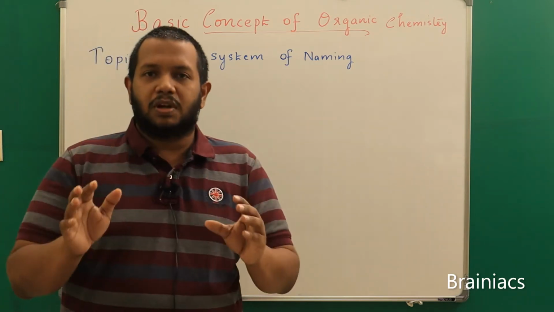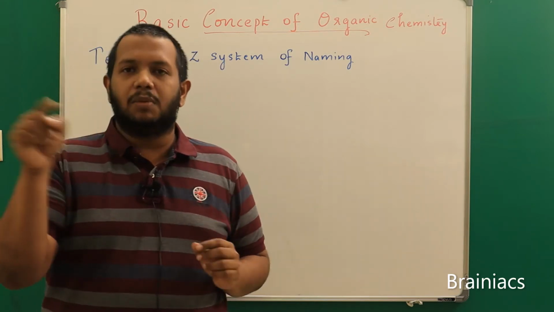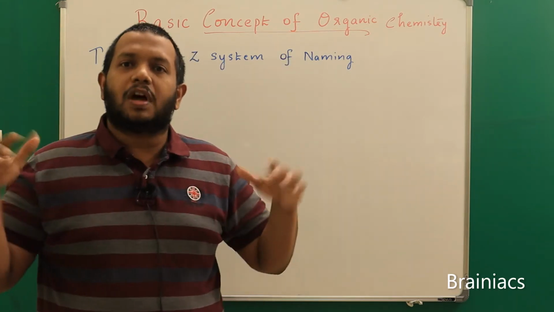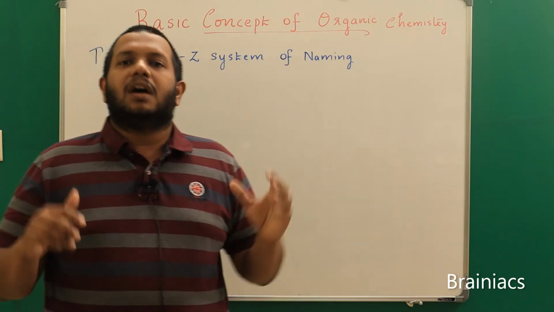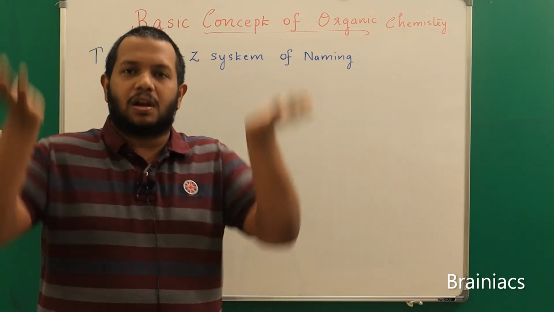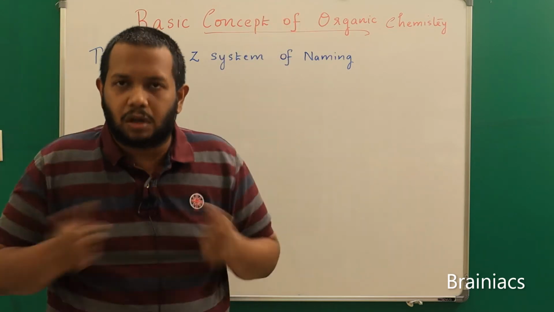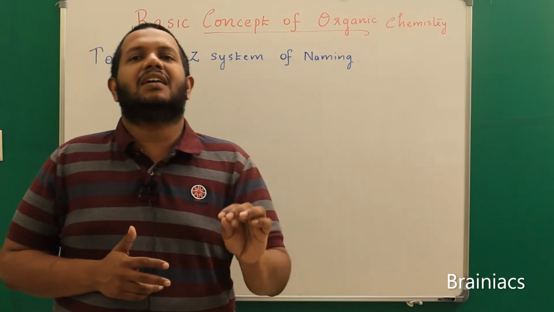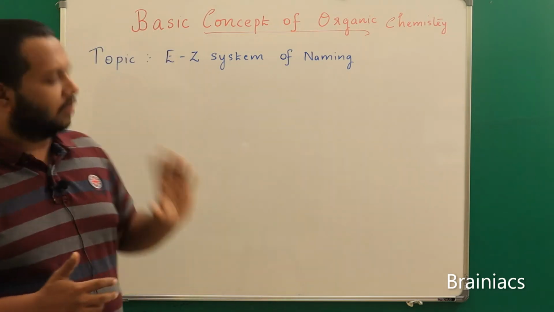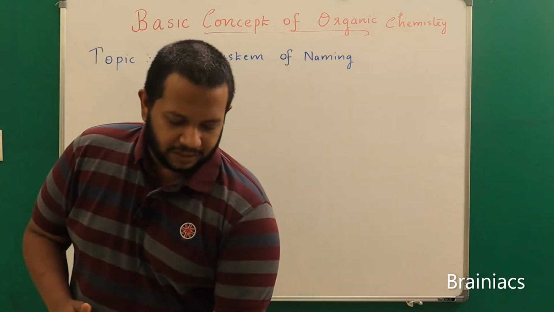Now think of a situation across the C double bond C where the four groups are all different types. In that case, how can we say whether the same groups are on the higher plane or the same groups are on the lower plane? We cannot distinguish or say that. In that case, we usually apply the EZ system of naming. So I will explain that one more time.